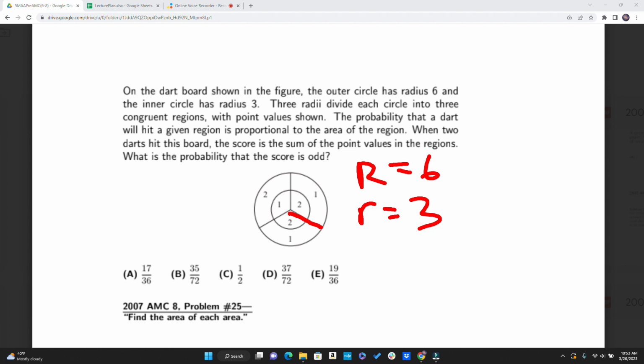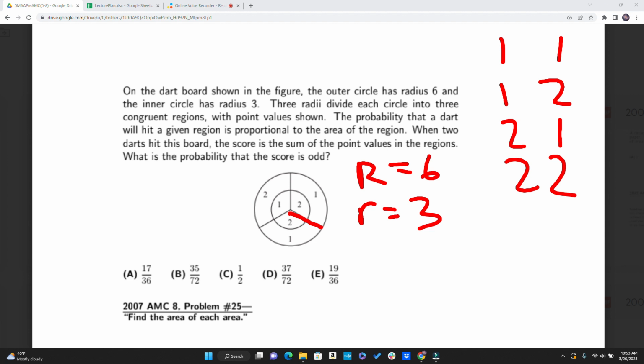The probability that a dart will hit a given region is proportional to the area of the region. When 2 darts hit this board, the score is the sum of the point values in the regions. What's the probability that the score is odd? How would we get an odd? There are 3 ways we could do this: a 1 and a 1, a 1 and a 2, or a 2 and a 2. Right?